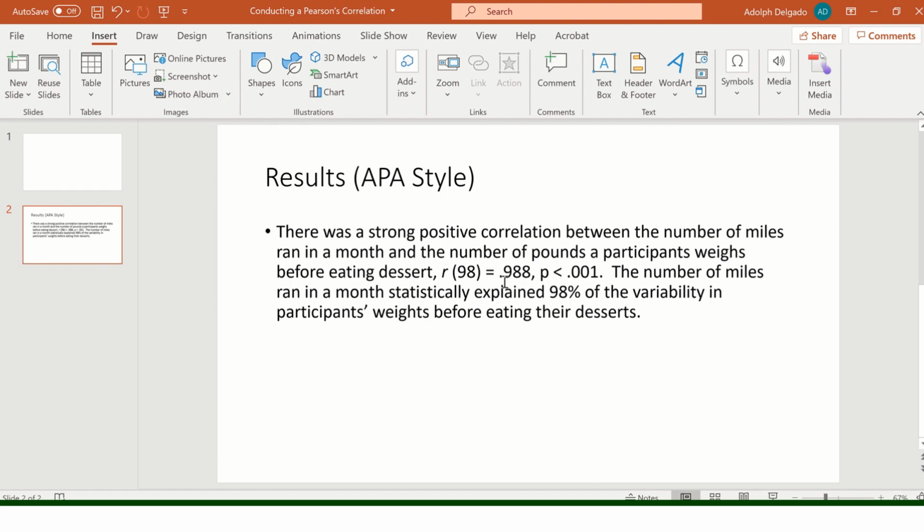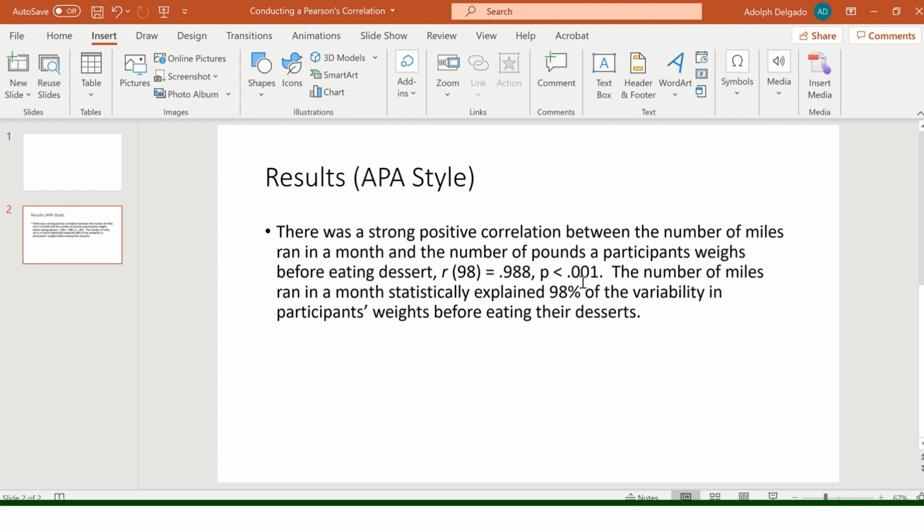So that tells us that the strength of the relationship is very strong. One being perfect correlation, whether it's negative or positive, and we're pretty close to that, 0.988. So there's a significant, strong positive relationship between those two variables with the p-value of less than 0.001.